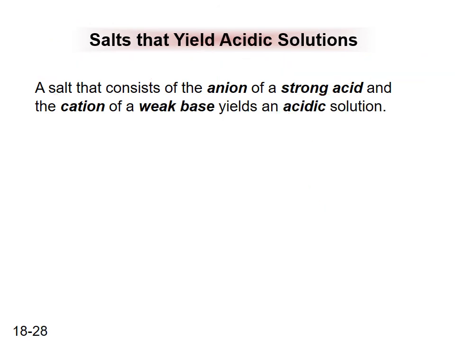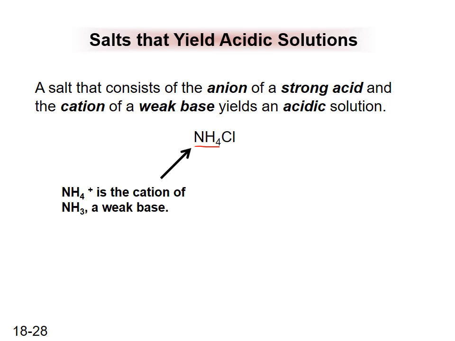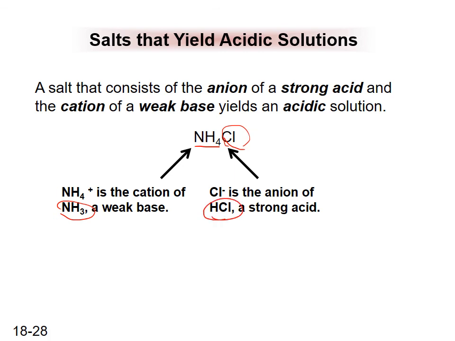A salt that consists of an anion of a strong acid and a cation of a weak base yields an acidic solution. Here is an example, ammonium chloride. The cation ammonium ion comes from a weak base, ammonia. Chloride comes from a strong acid, hydrogen chloride. As we showed in the last slide, there's no equilibrium, so chloride will not go back to hydrogen chloride. Chloride won't react with water.